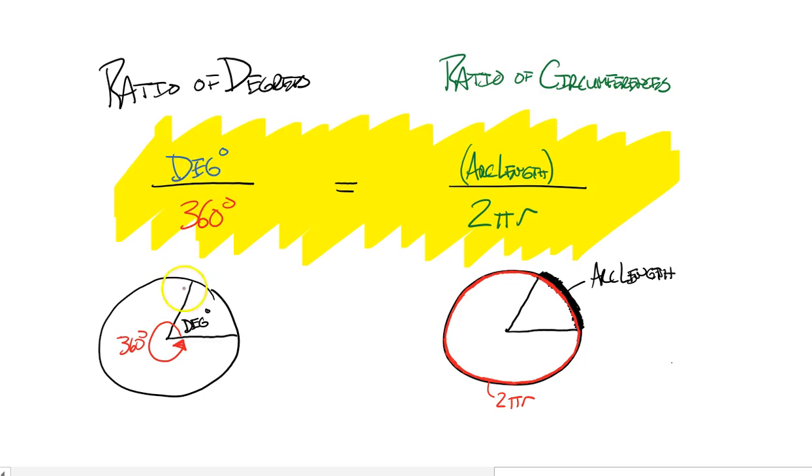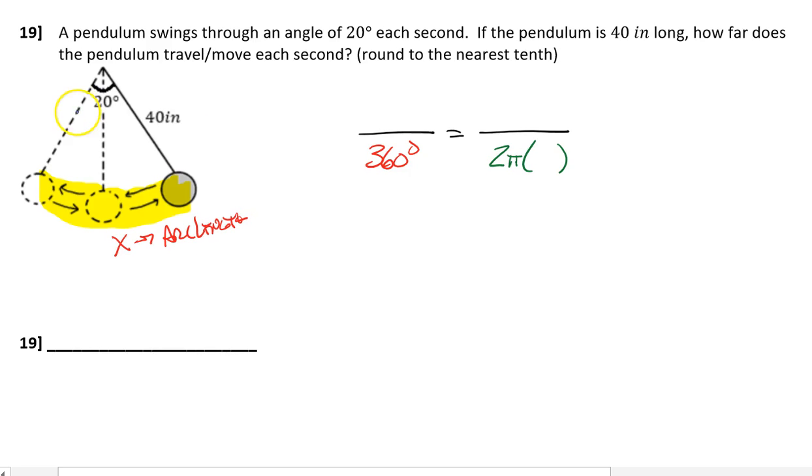A ratio of degrees, the degrees in our problem over the full 360 equal to the circumference we're trying to find, the arc length, over the full circumference 2 pi r. Again, we're looking for arc length here, so this will be where our variable is. Back to our problem. And that the sector is a 20-degree sector, so 20 degrees over our total 360. We're trying to find the arc length, so that's our unknown value there, over the full circumference of 2 pi times the radius, which is 40.